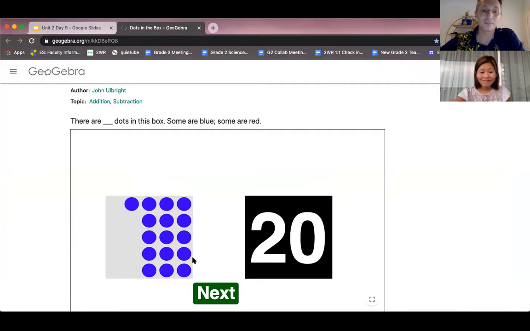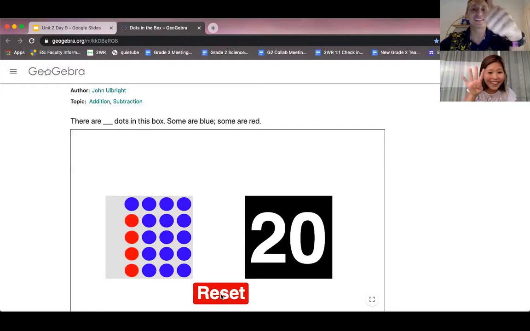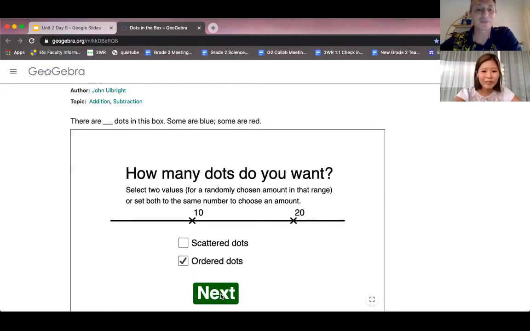So let's look. I see 1, 2, 3, 4, 5, a line of 5, and another line of 5. So we have 5, 10, 15. Here's 16. If there's 16 blue dots, how many red dots are going to make up to 20? Got it, Miss Yuka? I see Miss Yuka counting over there. She thinks counting on, I'm thinking 4. Yes, nice thinking, Miss Yuka. Nice job. Let's do another one. That was a fun one.